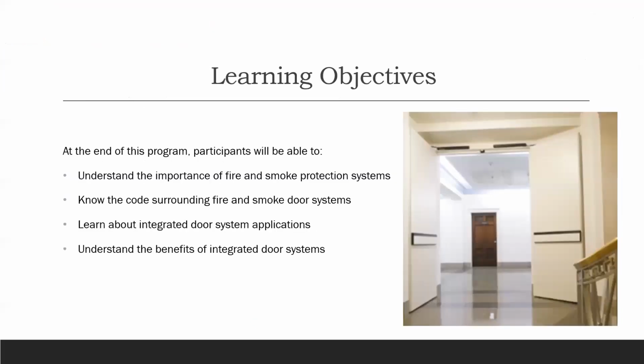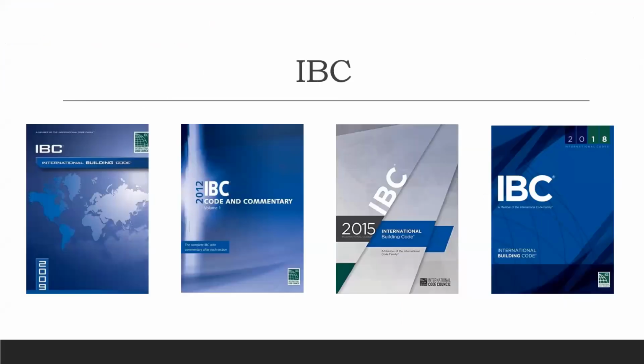So of course, we've developed our learning objectives. Those are ensuring that we know the code that surrounds smoke and fire door systems, understanding the importance of these systems, learning about their applications, and then understanding the benefits.